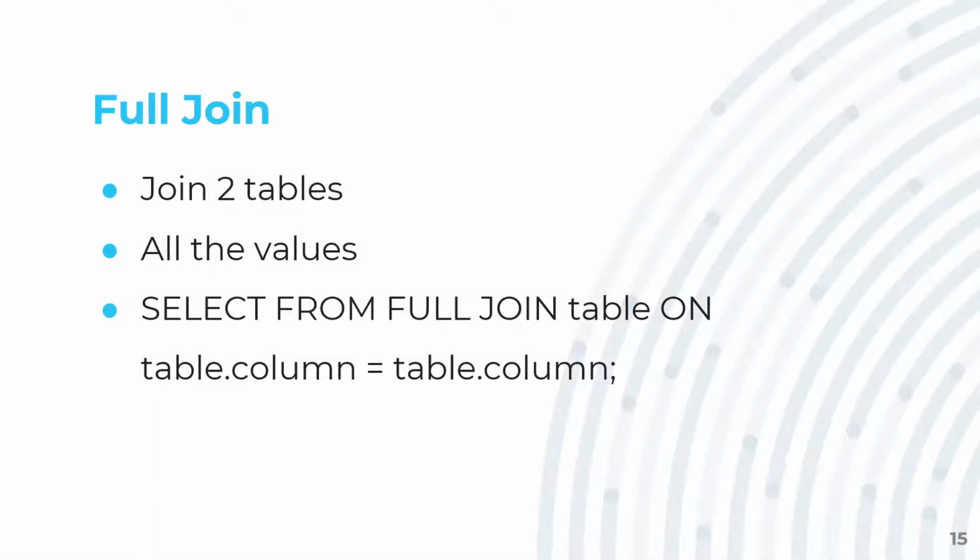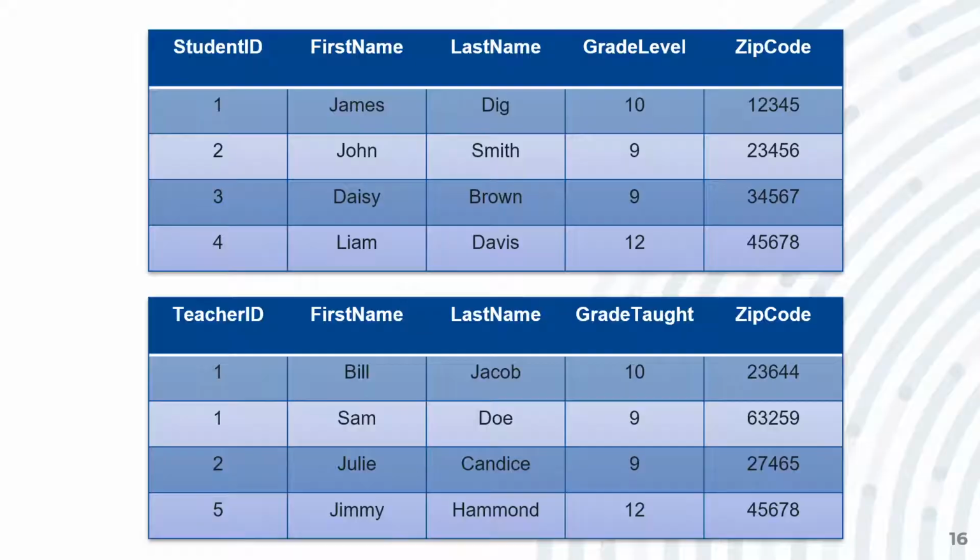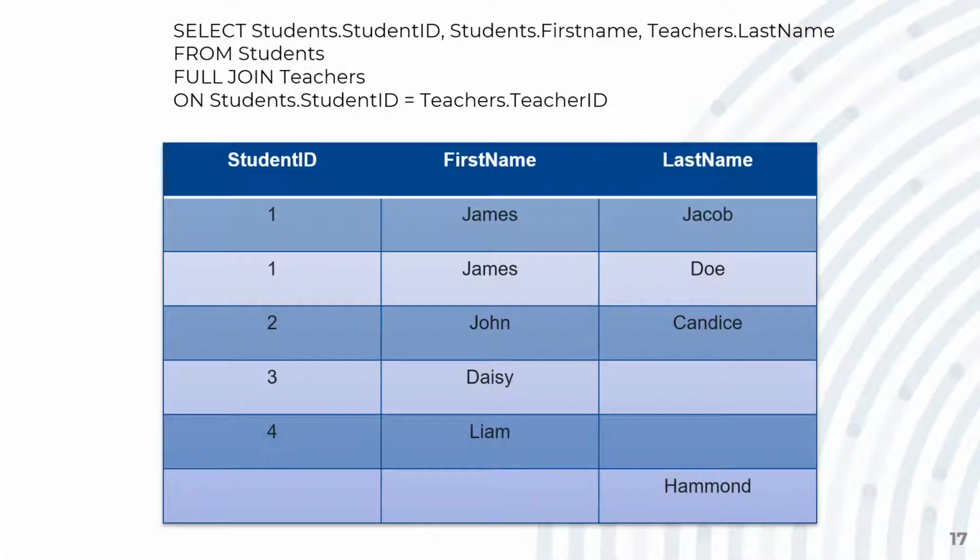Let's talk about full join. Full join is to join two tables and all the values regardless of whether they are in both or just one. This can be done with the syntax: select statement from table full join table on table.column equals table.column. We will be using the same tables. The syntax for the statement is the same as before, except with full join.